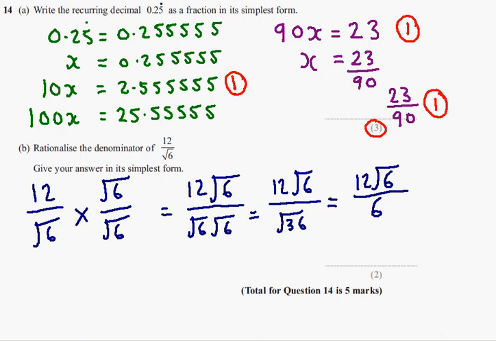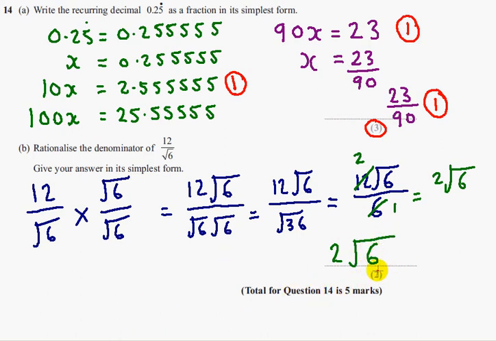Okay, but is it in its simplest form? Not quite yet. Now, this is 12 root 6 over 6. Now I can divide top and bottom by 6. So that's going to be 1 and that's going to be 2. So that's going to leave me with 2 root 6 for the final answer. So I'm going to write that on the answer line. 2 root 6 is my final answer.